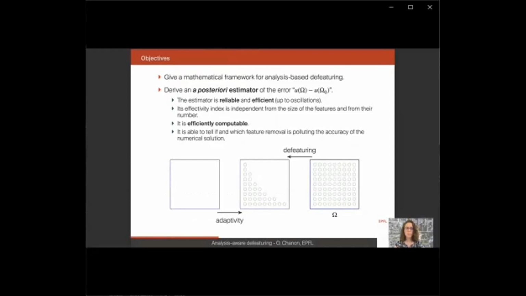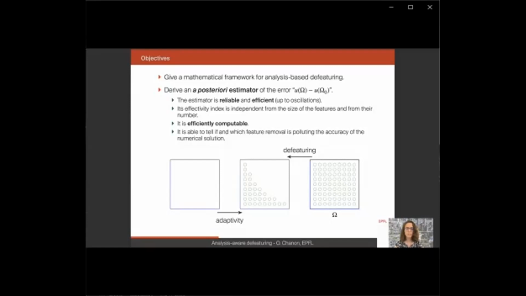We consider Laplace equation on 2D or 3D geometries that contain very general features. They can be negative, such as holes, positive, such as protrusions, or more complex with both positive and negative components. Our estimator is proven to be both reliable and efficient, and its effectivity index is independent from the size of the features and from their number. Moreover, the estimator is easy to compute and very cheap.